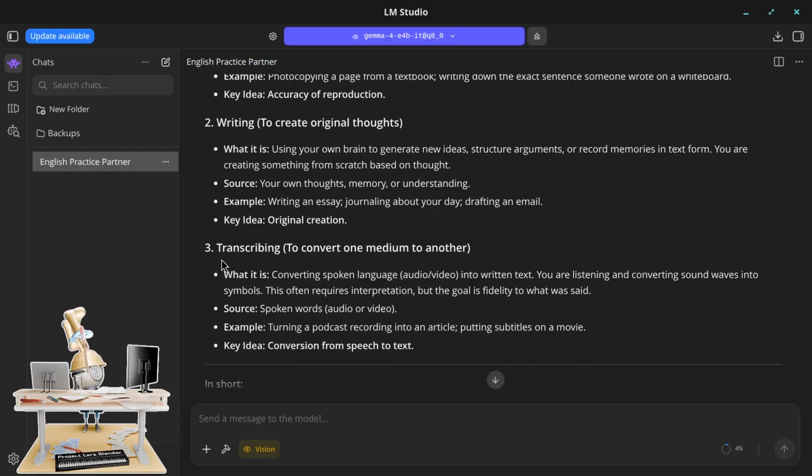Okay, but let's see this one. I actually don't know what it means. Transcribing is converting spoken language, audio, video, into written text. I see, that's why this happened. Yeah, makes sense. Netflix and stuff. Yeah, of course. Okay, I see. You are listening, converting sound waves.